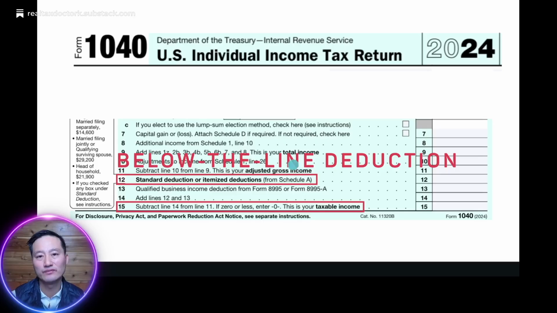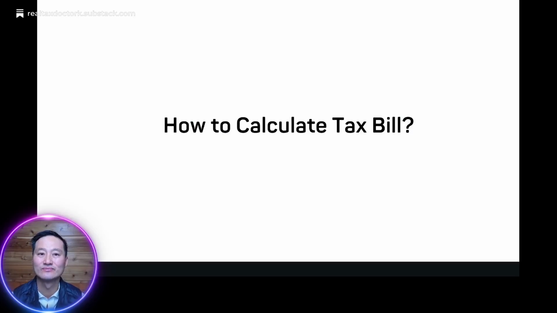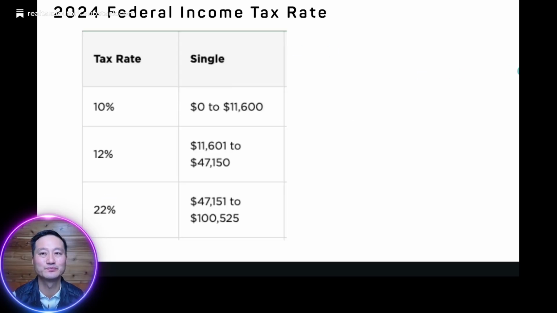And here's where you'll find the below the line deduction: line 12 on page 1 of your 1040. When you apply this below the line deduction to your adjusted gross income, you arrive at the total taxable income, which shows up on line 15. So now you know how to determine your taxable income. Let's talk about how to calculate your tax bill.